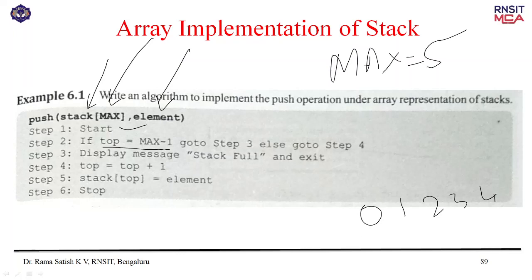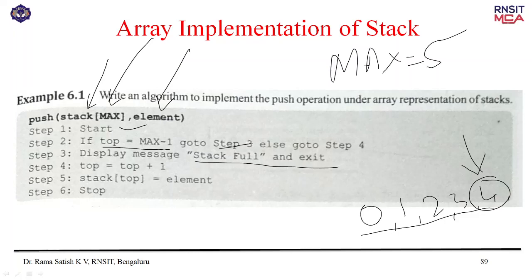So all elements will be stored in the index numbers 0, 1, 2, 3, 4. So max - 1 is nothing but 4. If the top is reaching the 4th index number, it goes to step 3. Step 3 displays the message stack is full and you can exit. You cannot insert. If the stack size is already completed, you cannot insert, you can just exit.